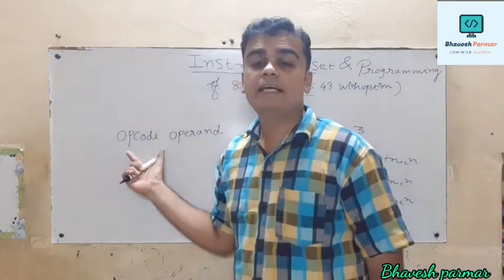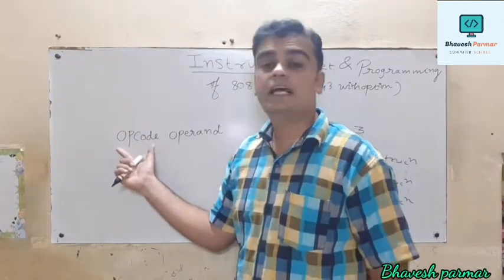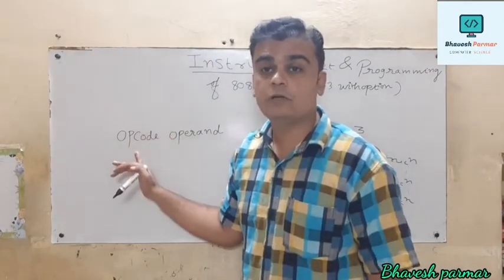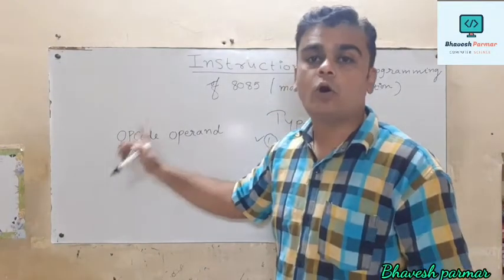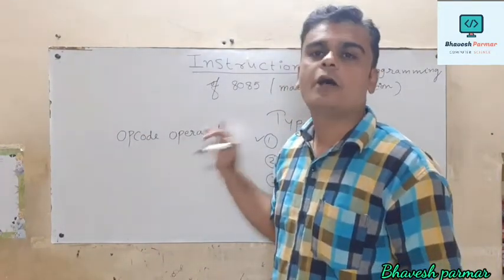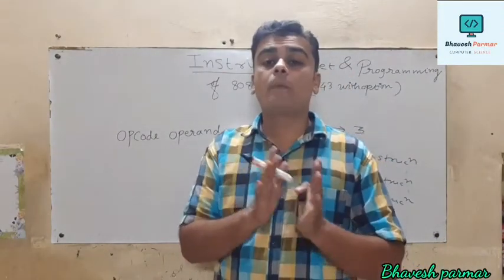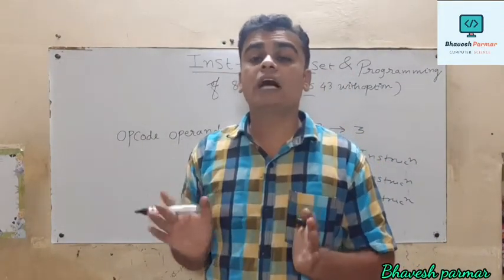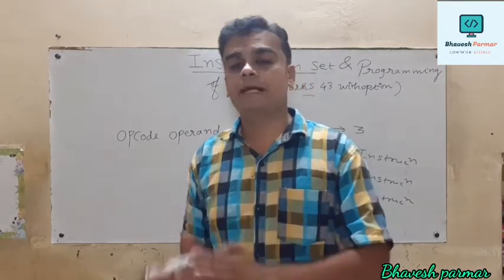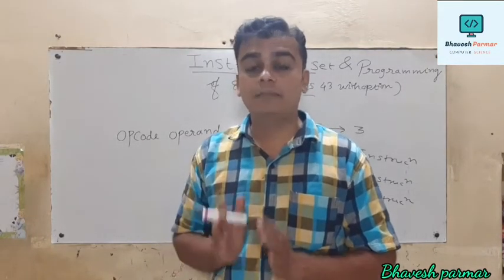To make any instruction, there are two important things. What are these important things? First of all is called opcode, and the second thing is called operand. So what does a 1 byte instruction mean? To store opcode and operand, both are stored in the same byte. That's why it is called a 1 byte instruction.